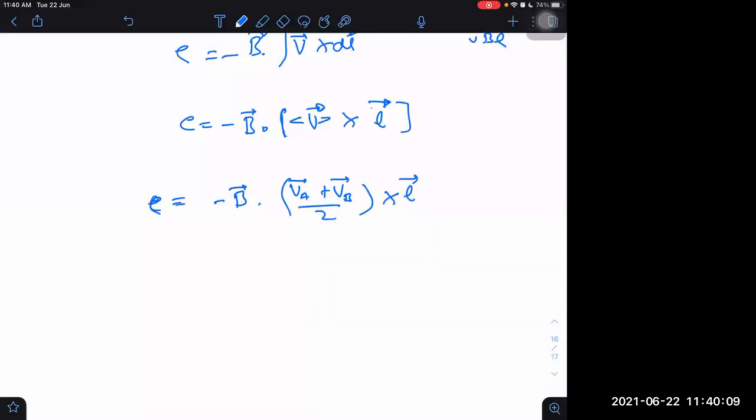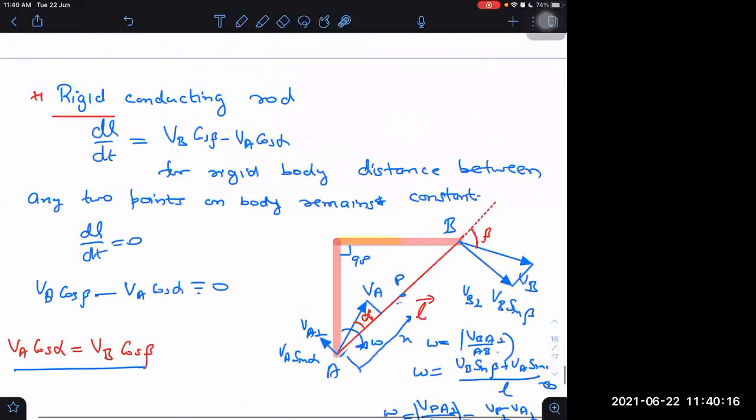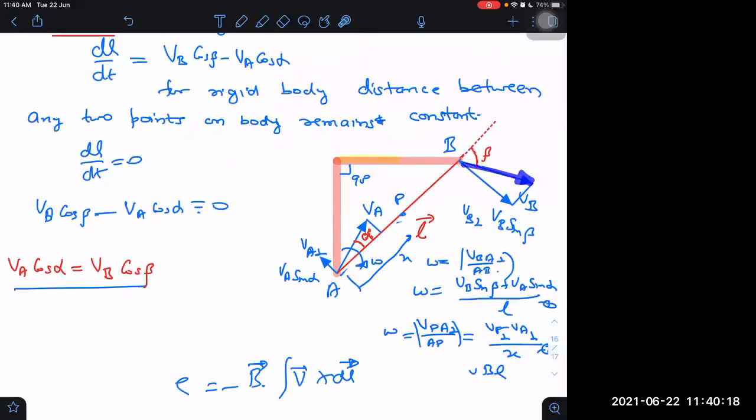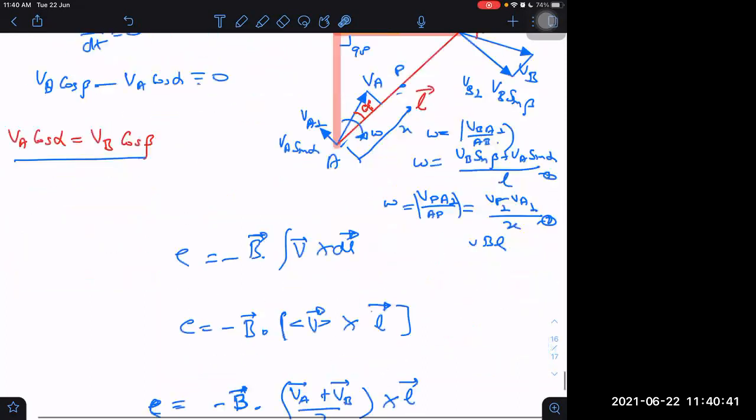Do we have to take a perpendicular or no need? Vectors we have taken. When we have already taken vectors, then no need to have perpendicular also. The reason is that when we take VB, then VB parallel is also there in this and VB perpendicular is also there. But VB parallel will contribute zero towards the cross product, the scalar triple product. Why will it have zero contribution? Because it is parallel to the length vector. So even if I take the net vector, only the perpendicular one will contribute towards EMF.